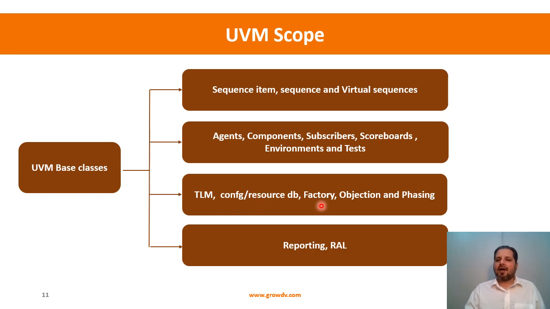Okay, and then you have factory for doing the override. Override is what allows the test to override various things so that it can configure the environment in the way that it wants. Objection is a mechanism by which you control the end of test, and phasing makes sure that you are ordering everything in a way that the test execution is well defined. You have utility classes, reporting, and RAL, which help you do it more efficiently. So this is the broad lay of the land for the UVM.